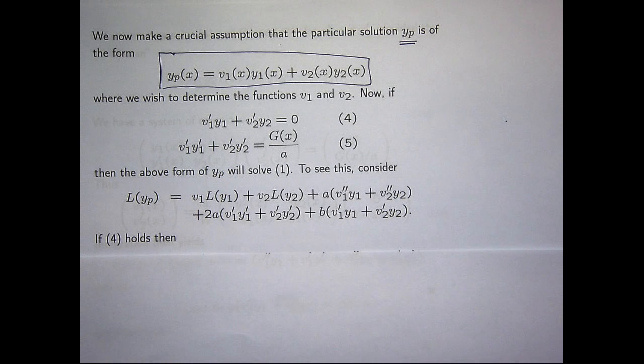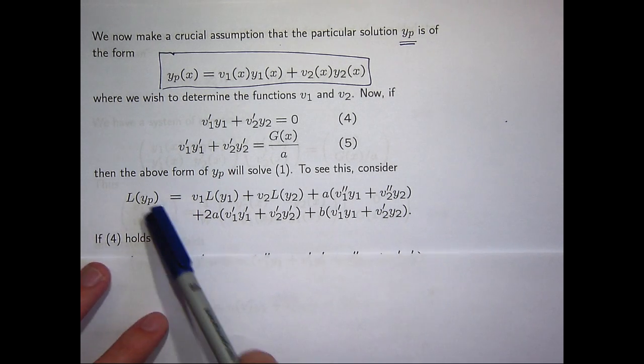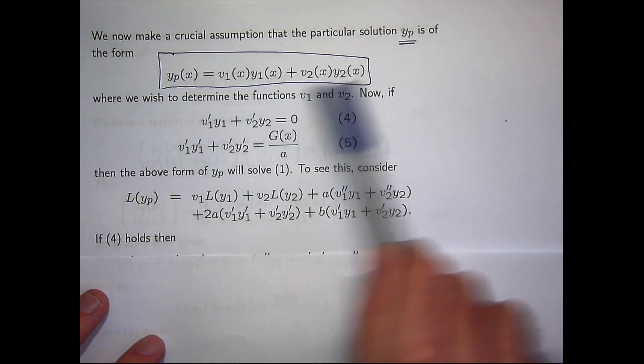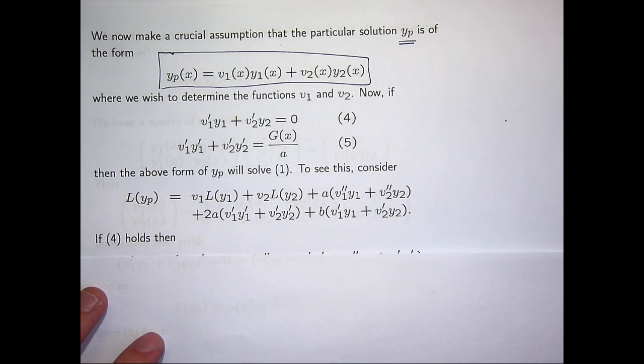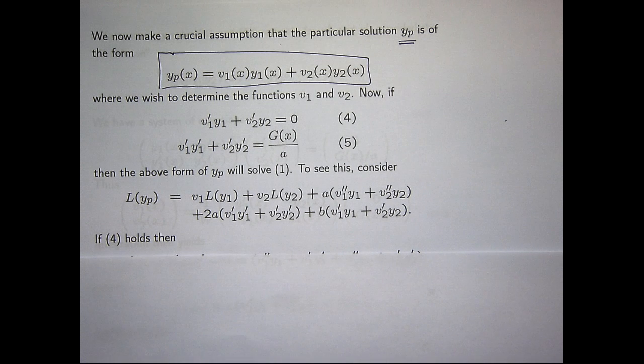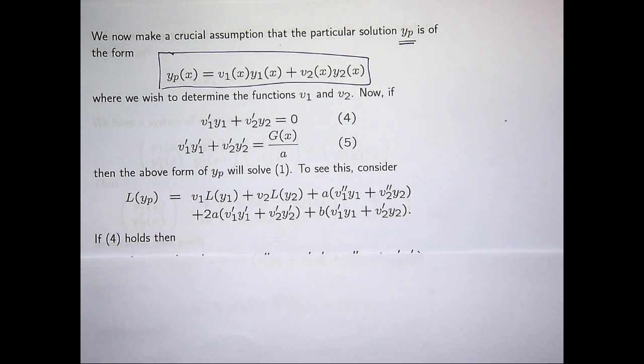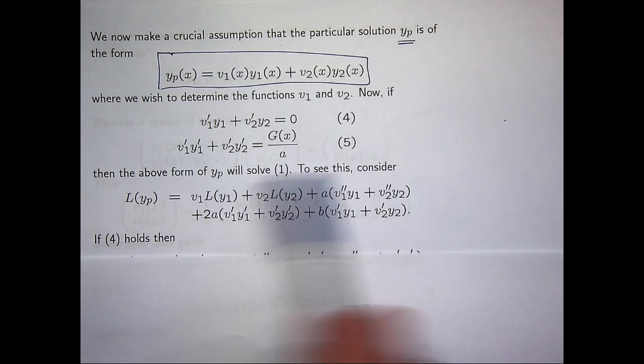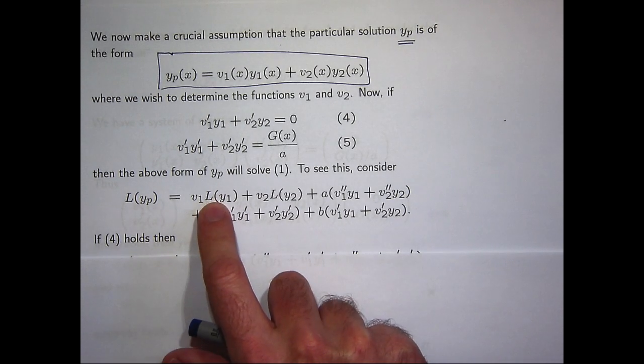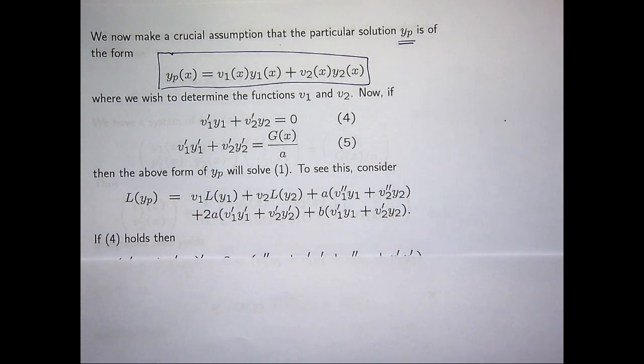Now, if you do that, you essentially apply L to this form, so you are differentiating this once, twice, and then using your linear operator L. If you do that with a little bit of algebra, and of course the product rule, because you've got products of functions here, you can come up with the following representation. And again, I've just used L of y1 and L of y2 to save a bit of space here.